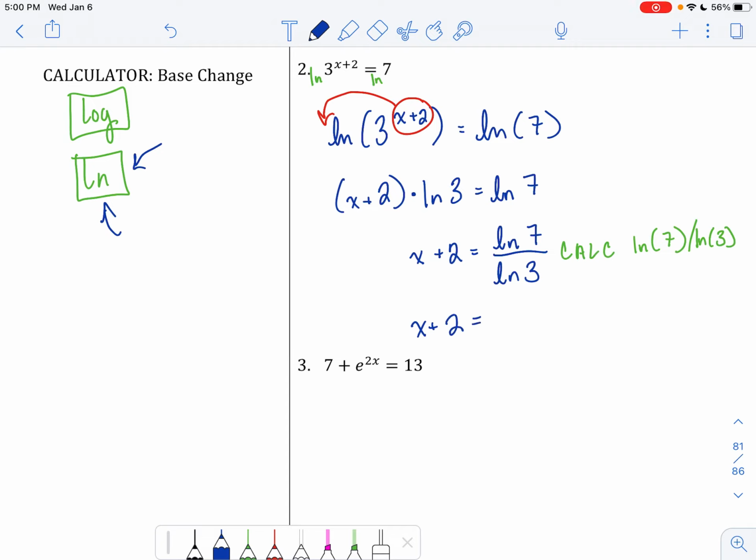x + 2 is equal to 1.771. And when you subtract 2, you end up with x is equal to -0.229. Always go to 3 decimal places unless instructed otherwise.